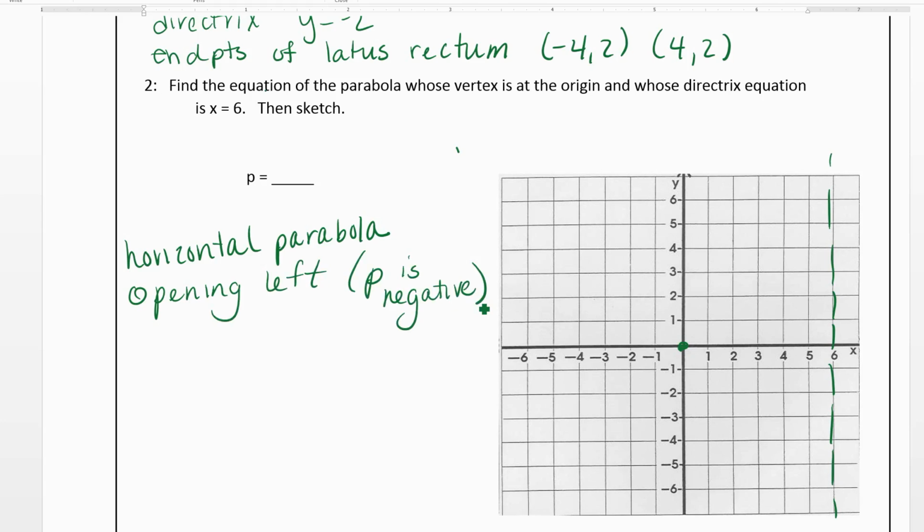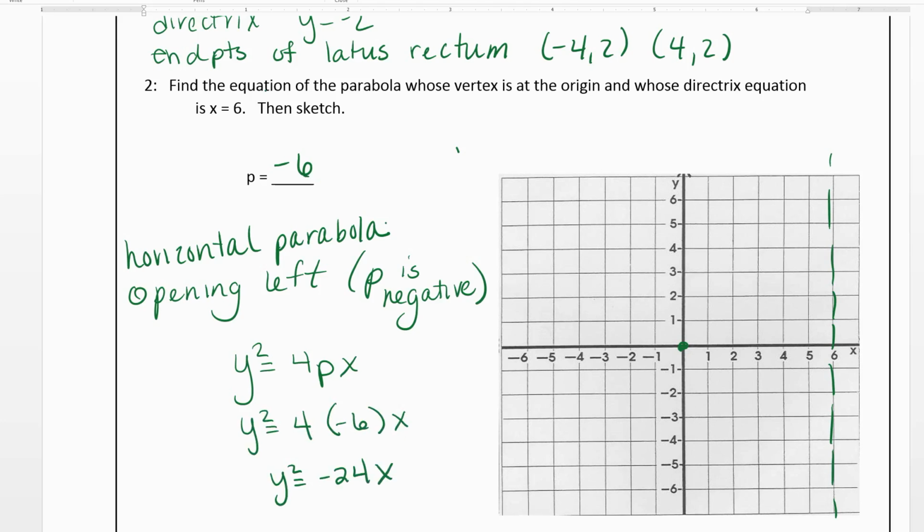Okay, so it's going to be of the form y squared equals 4px. Now p is the distance from the vertex to the directrix or the focus. Here, since we're going to the right to get the directrix, it's going to be -6 since that's a distance of 6. So we'd put that in, and we'd see that our equation would be y squared equals -24x. Now to sketch, our focus would then be at (-6, 0), and we'd go up and down by 12 from there to get 2 other points. So it's going to be way off our graph, unfortunately. It's going to be a really wide parabola.